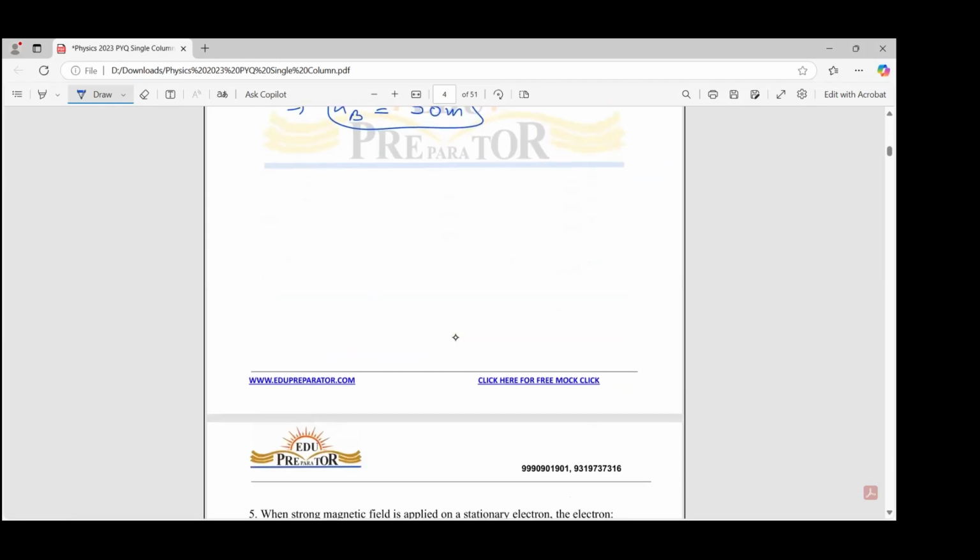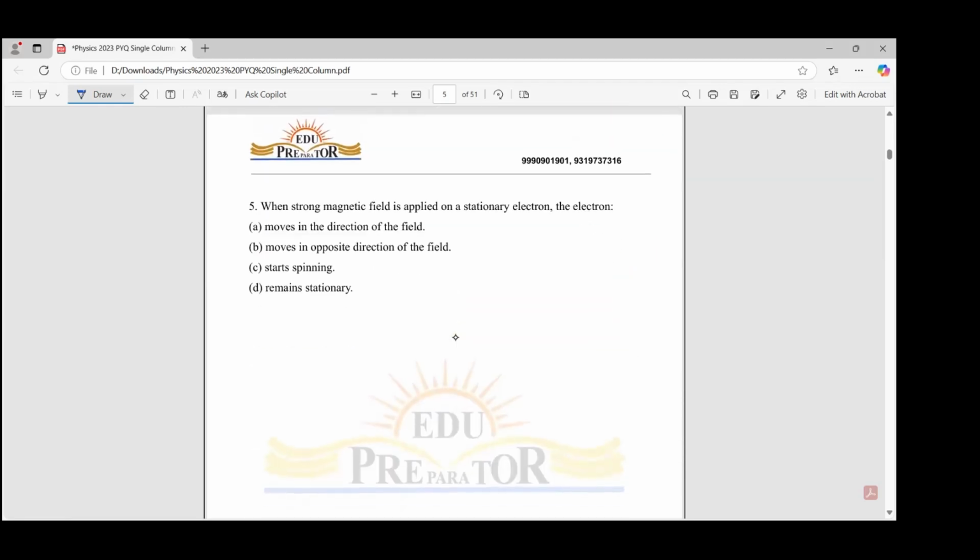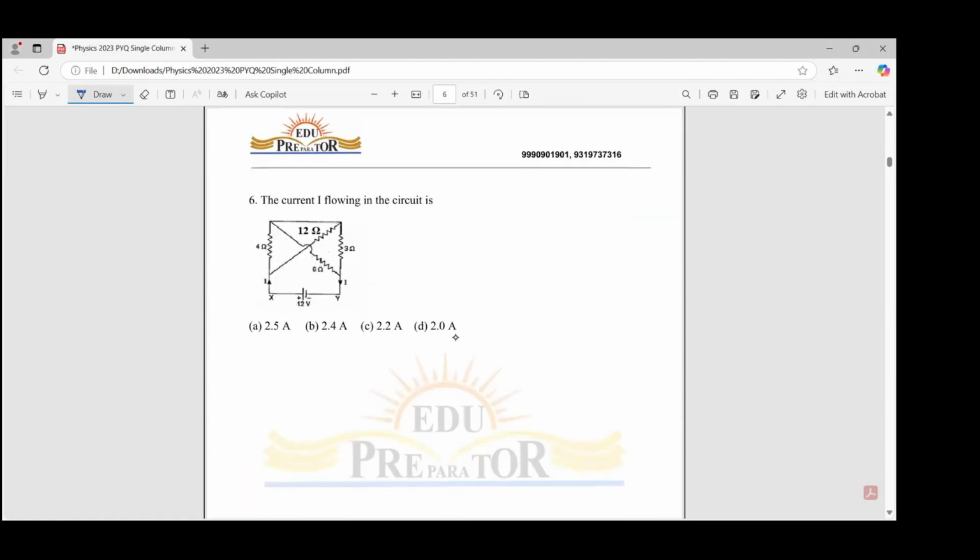Now let us move to question number 5. Question number 5 is very simple, it will not take more than a few seconds. Just keep this word stationary in your brain, and we find stationary means velocity is 0, means the force acting on the charged particle, QVB sine theta, will also be equal to 0. It will remain stationary, right? So let's move to this question. Now this question is very simple.